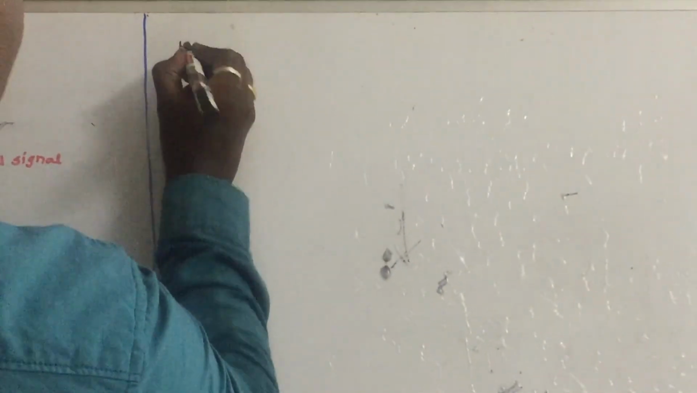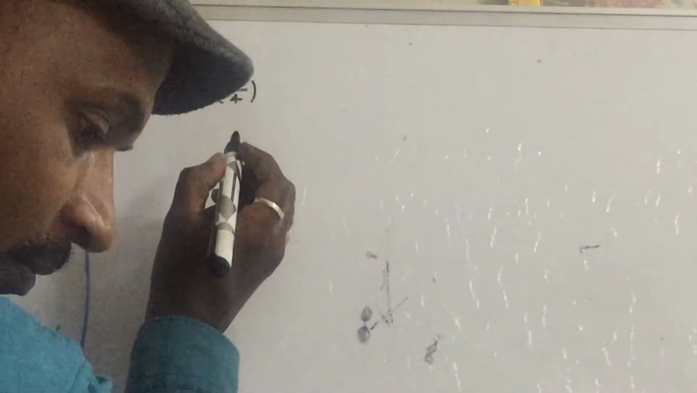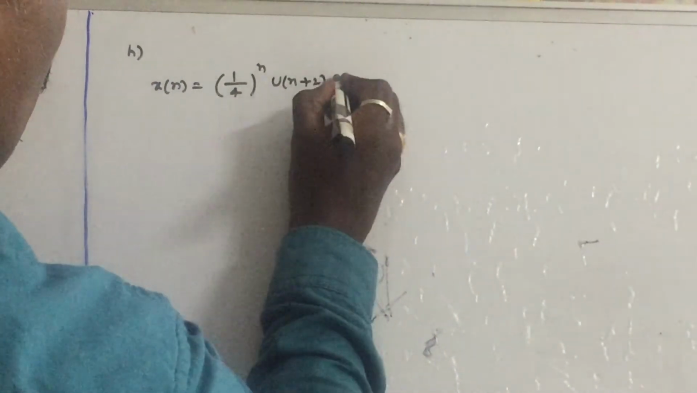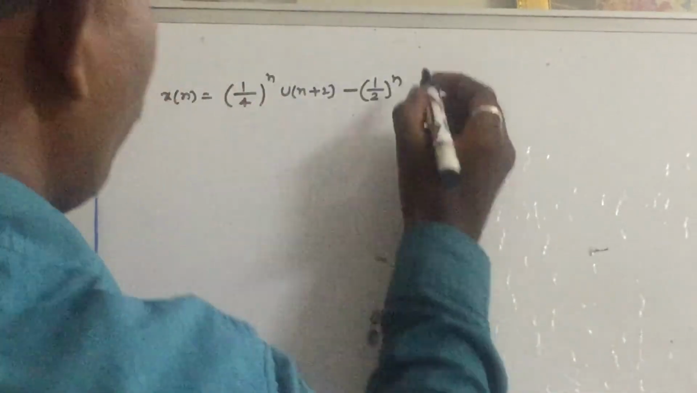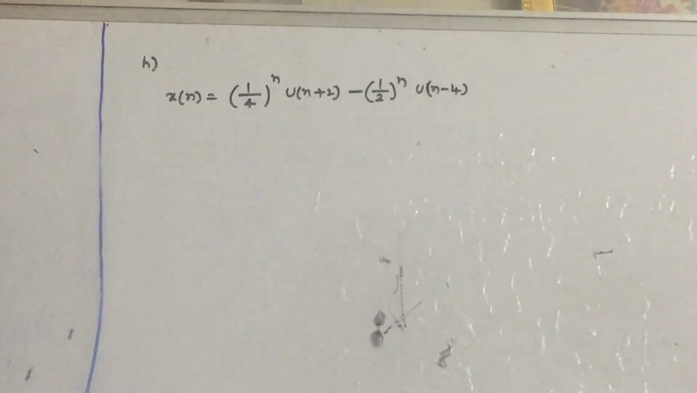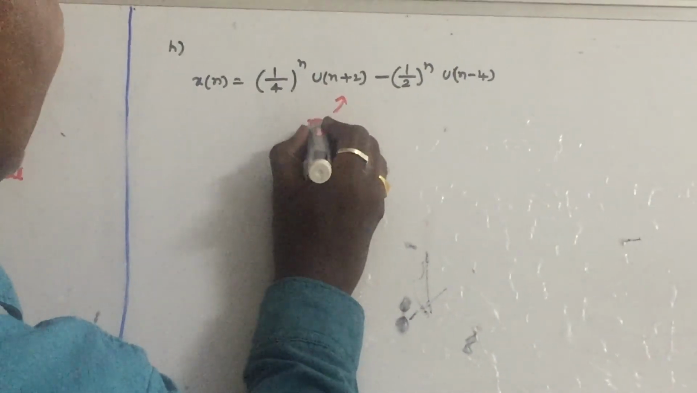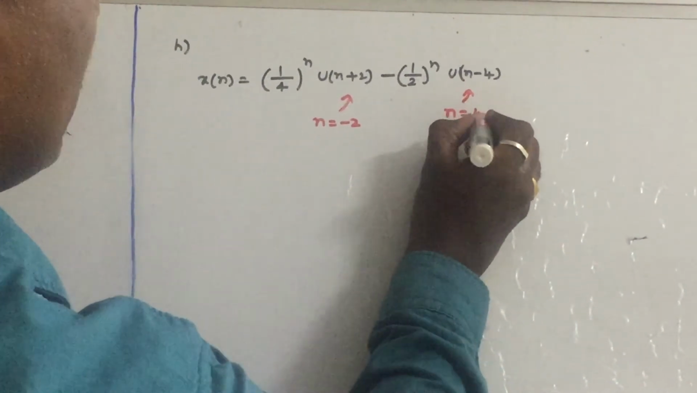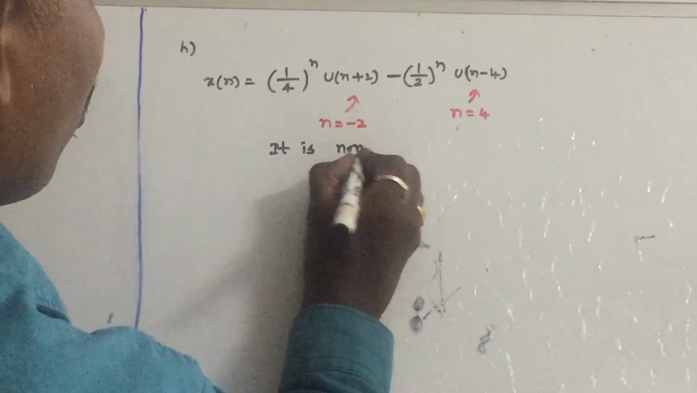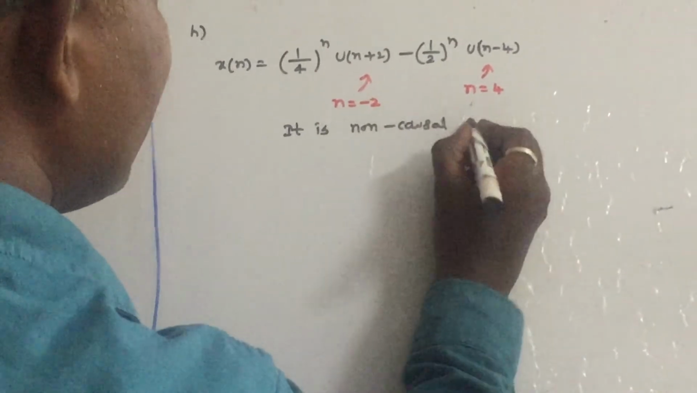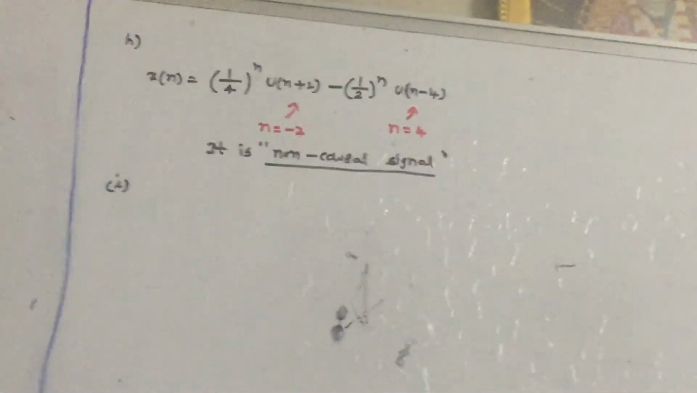Now H. Let us take the H example. x of n is equal to 1 by 4 whole power n into u of n plus 2 minus 1 by 2 whole power n into u of n minus 4. You can clearly see that the signal is existing from n is equal to minus 2 to n is equal to 4. That means the signal exists on both sides of n is equal to 0. So therefore it is non-causal or anti-causal signal, as I said earlier.